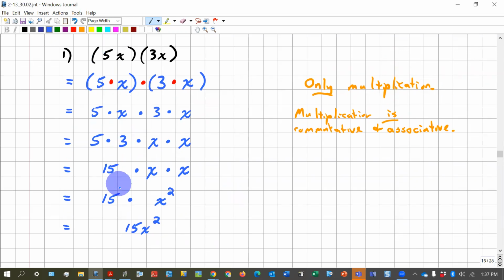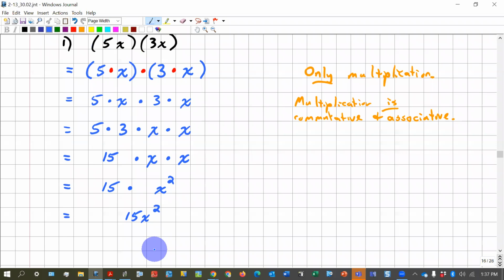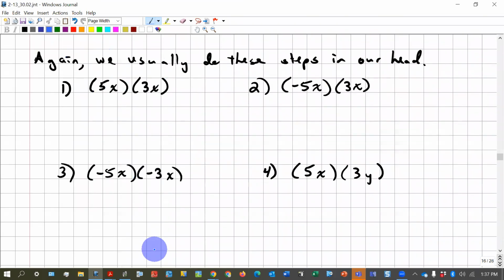And so we do all of these steps in our head. We think to ourselves, 5 times x times 3 times x. We arrange it in our head, 5 times 3 times x times x. 5 times 3, we can do 15. X times x, we can do x to the second. So usually we do that kind of multiplication in one step, 15x to the second. If you want to do it in 2 steps, if it helps, you could rewrite it as 5 times 3 times x times x.